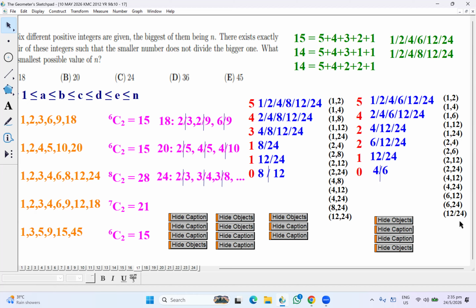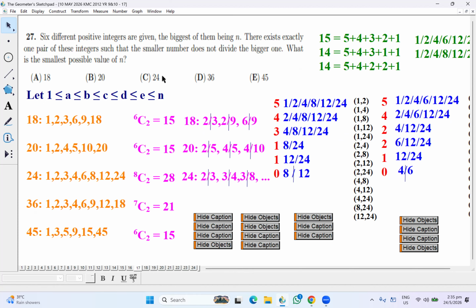So answer 24. The smallest. You want the smallest. We already found the answer 24. So 36 and 45, no need to do already. They are bigger. What is the smallest possible value of n? Must be 24 lah. No point do all this tedious listing. Very tedious.